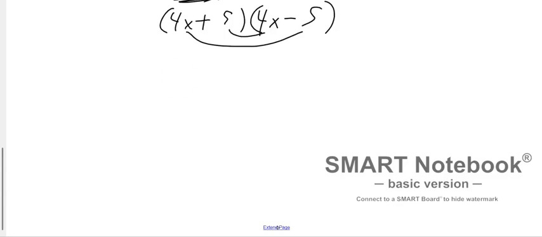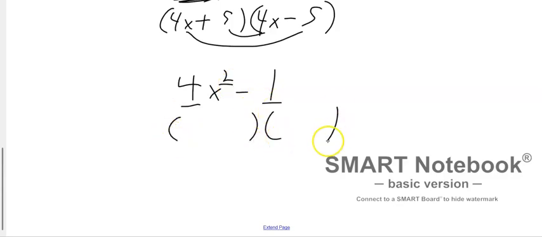How about something like this? This is one that throws people off also. 4x squared minus 1. This is where people want to just lose the number. Okay? Again, we have subtraction. Perfect square, perfect square, perfect square. Two sets of parentheses, one plus, one minus. Doesn't matter which one's first. And you just take the square root, and you just take the square root. Okay?